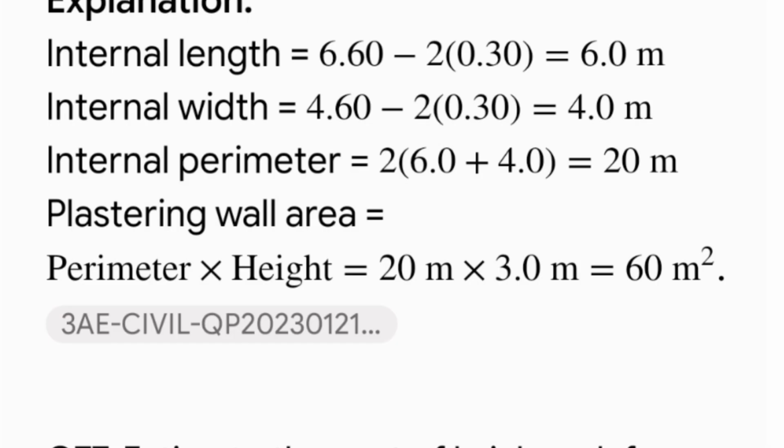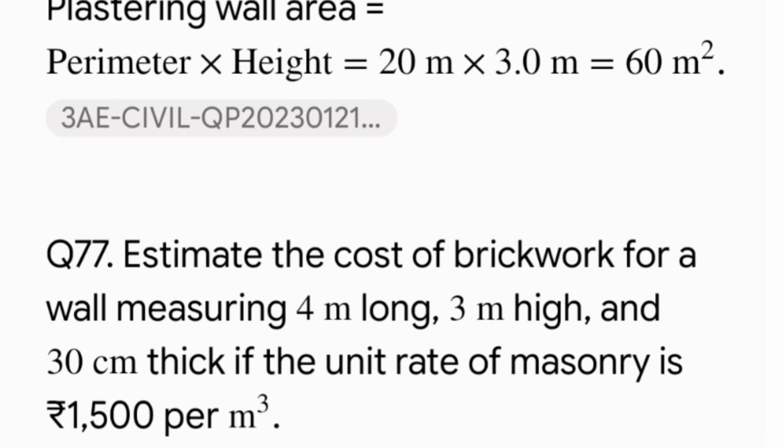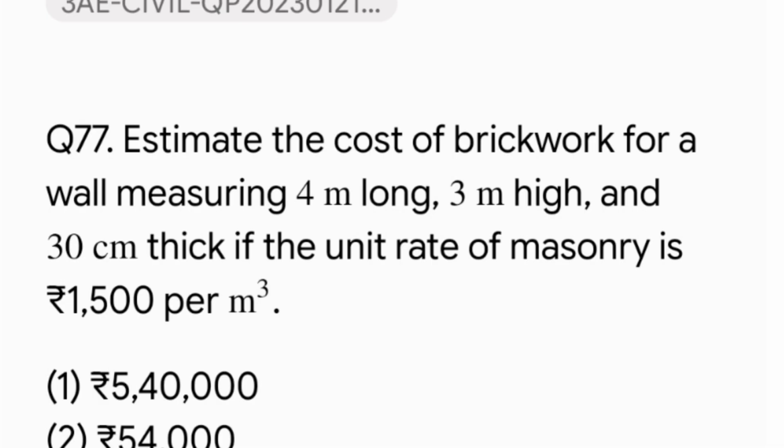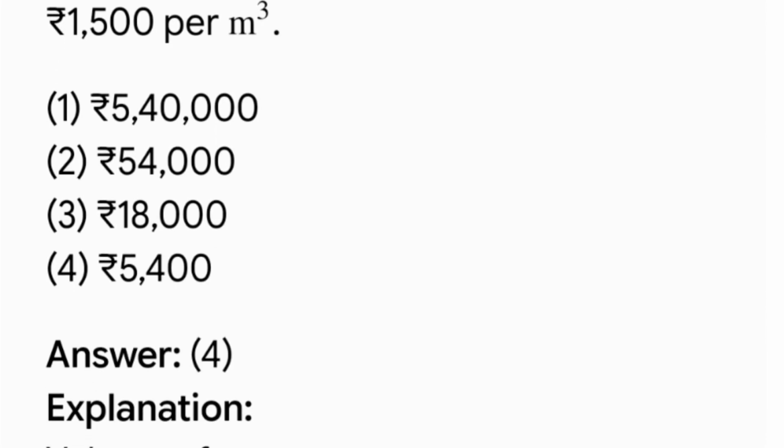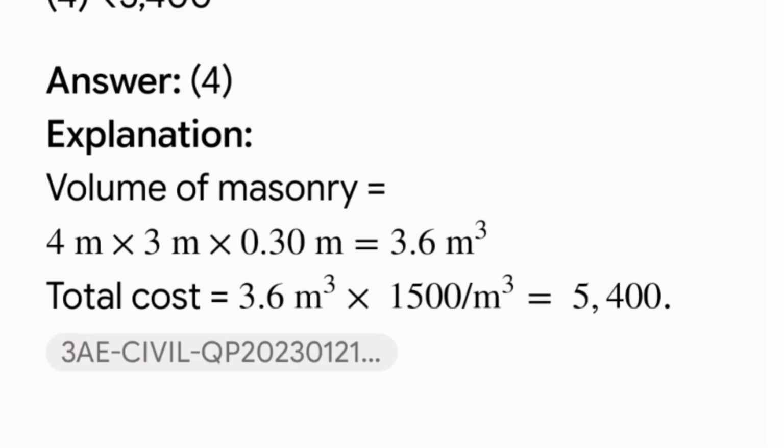Next question. The cost of brickwork for a wall measuring 4 meter long, 3 meter height and 30 centimeter thick, if the unit cost of masonry is 1500 per meter cube. Correct answer option 4, 5400.